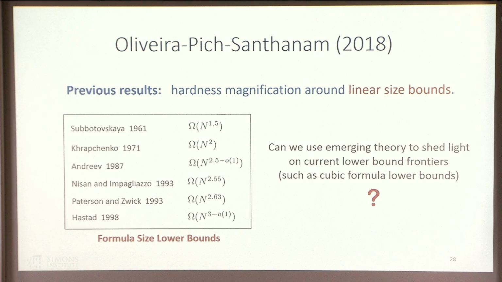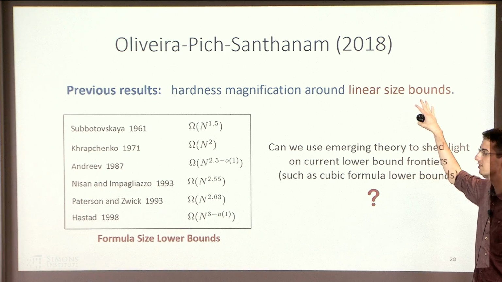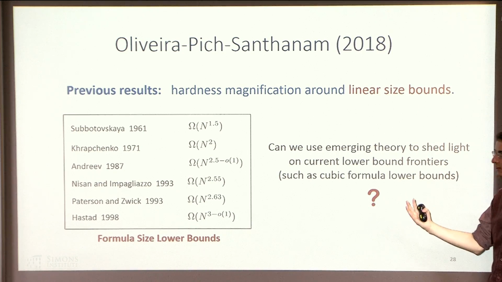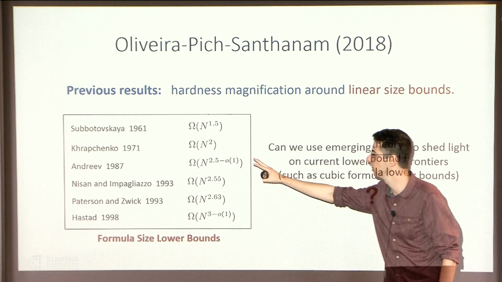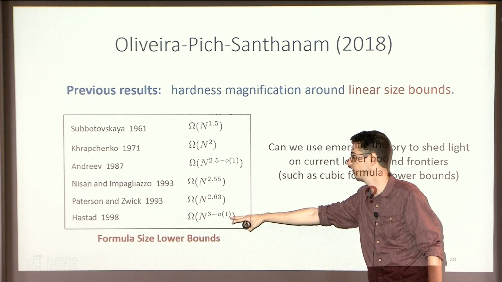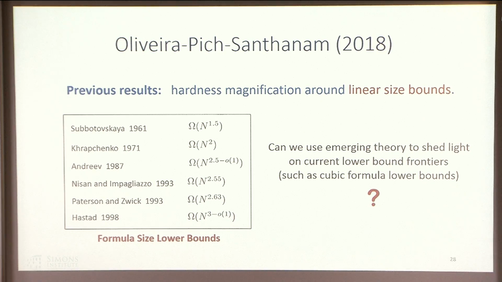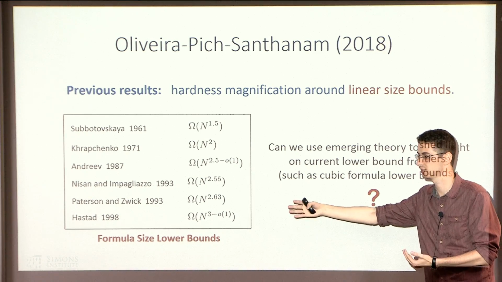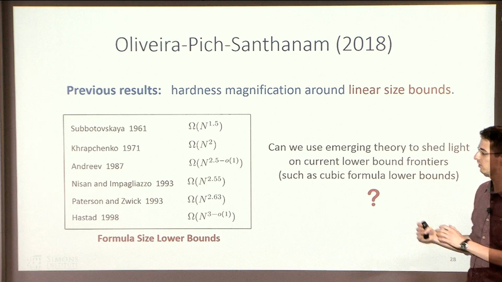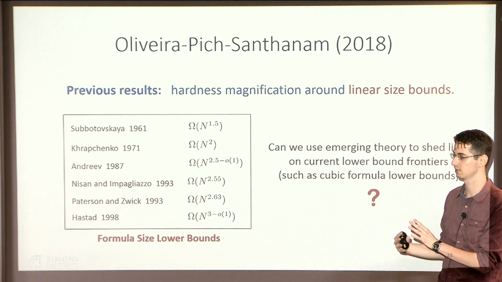Okay, now I want to tell you about some new results that we posted online this week. The theorems that I presented in this talk showed magnification around linear size lower bounds. And a natural question here is, can hardness magnification shed some light on existing frontiers in circuit lower bounds? For instance, lower bounds for formulas near the cubic barrier. It's not clear to me that there is a precise explanation for these barriers or frontiers in terms of magnification. But I want to tell you about a specific example that is somehow connected to this.